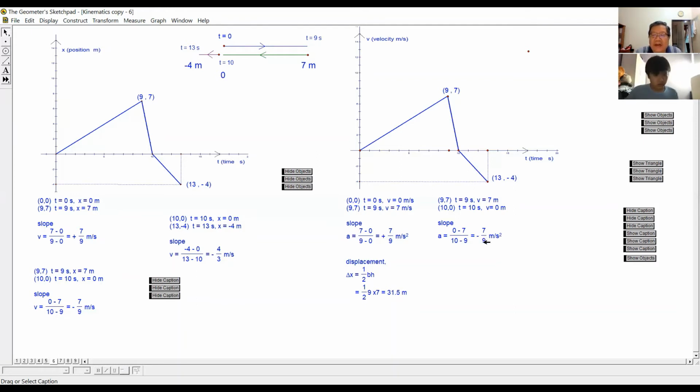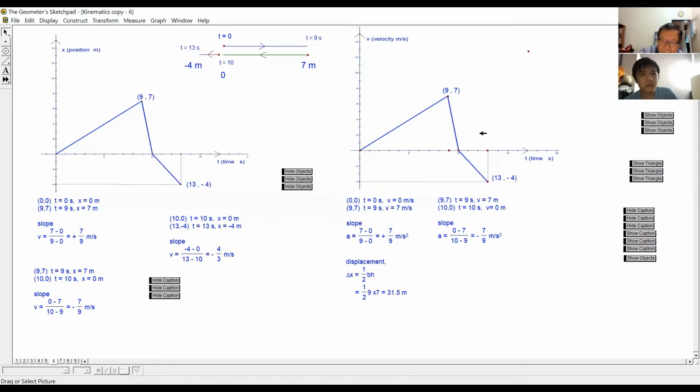Negative means the velocity is slowing down. They are experiencing deceleration. So this is consistent with what is shown in the graph here. You see this is the velocity. It is dropping, dropping, dropping until it becomes 0. Earlier on, it is increasing until the maximum velocity. Now it is dropping until it becomes 0. So this is consistent.